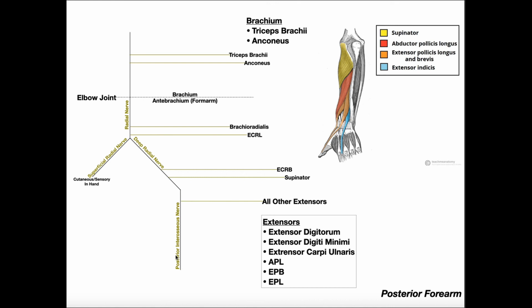And that's the gist of this. You've got the rule of 2-2-2. You've got two before the elbow joint by the radial nerve, two after the elbow joint by the radial nerve, and two by the deep radial nerve. And then every single other muscle in the posterior forearm, all these extensors, are innervated by the posterior interosseous nerve. And so obviously to learn this, it really helps to know the pathway of the radial nerve as it bifurcates and then eventually becomes the posterior interosseous nerve.